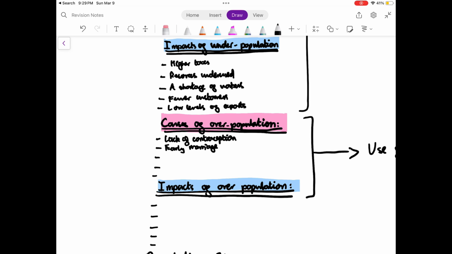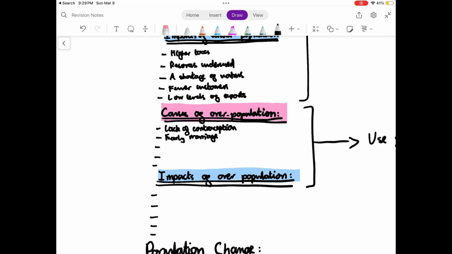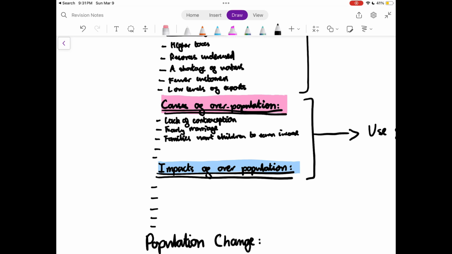Another cause is that families may see children as economic assets. So this means that they want their children to work on farms, etc. So they want children to earn income. This is because they want the children to be able to provide for the family because they may not be as wealthy. So the next factor is culture.